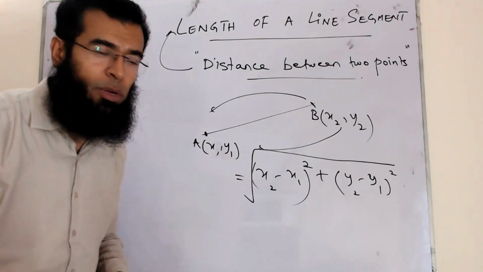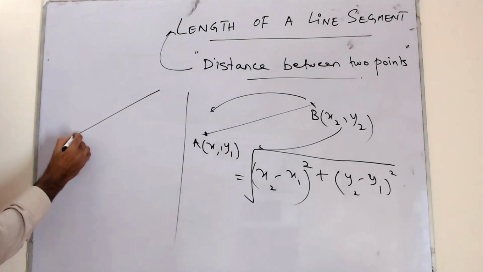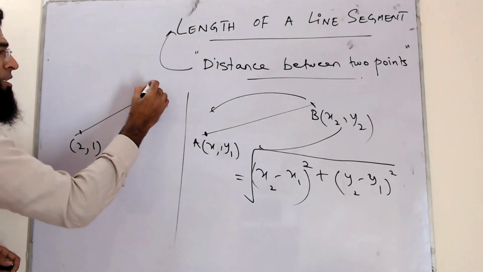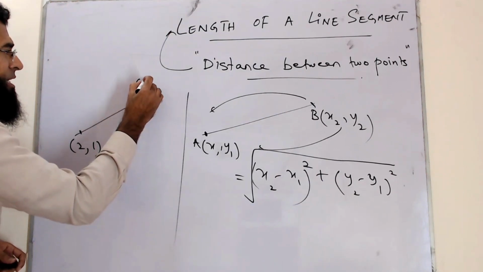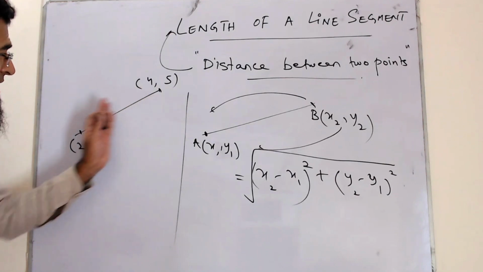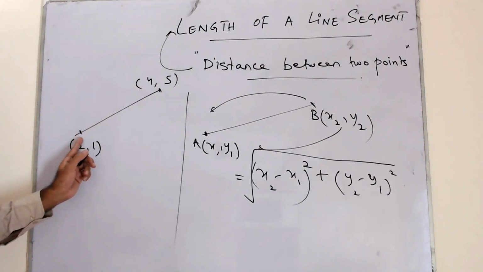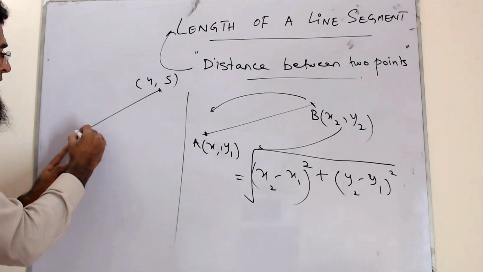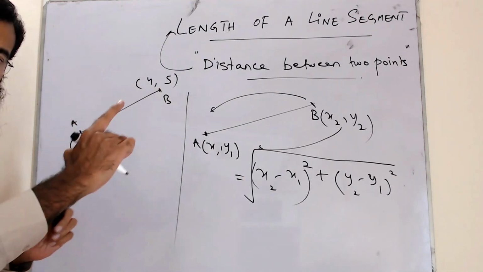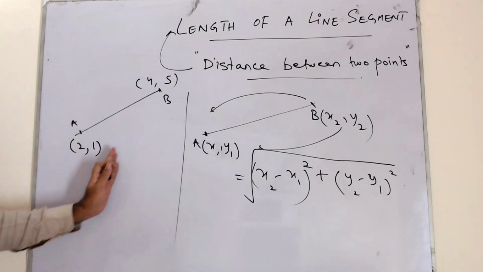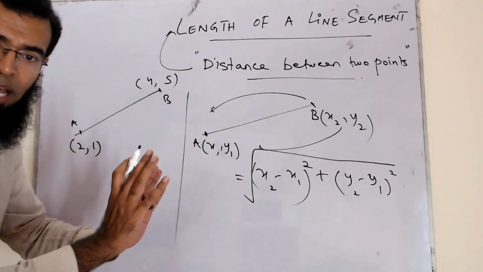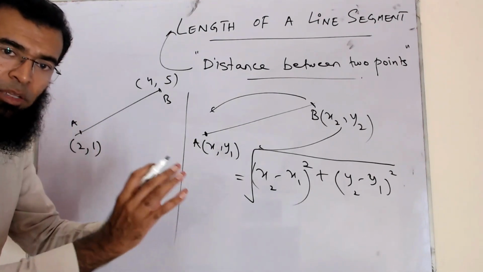Let's take a look into a question. For example, let's say you're given a point 2, 1, and the second point on the same line is 4 and 5. You need to find the distance between 2 points, or the length of this line segment from point A to point B. So again, we just have to plug in the values in the formula. You just need to understand the formula, right?